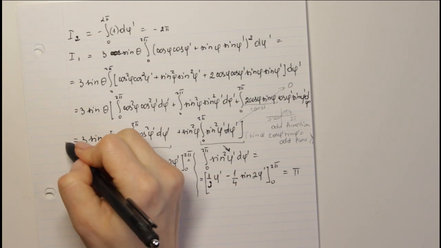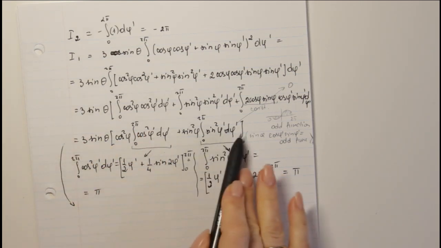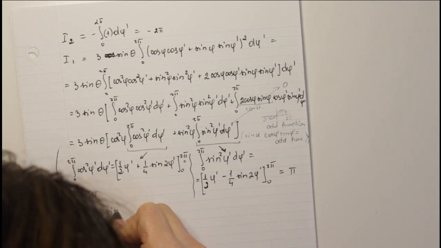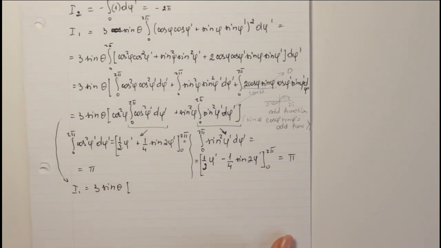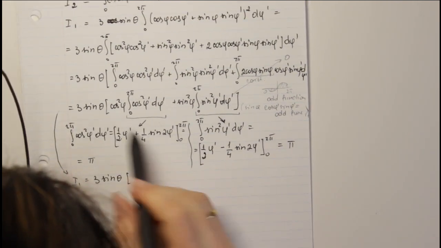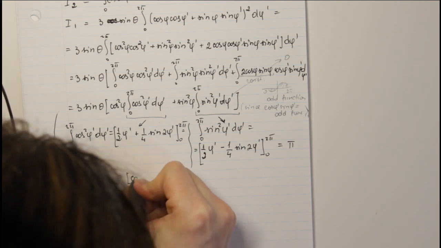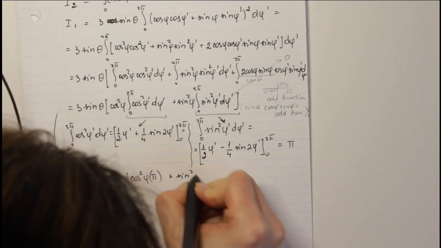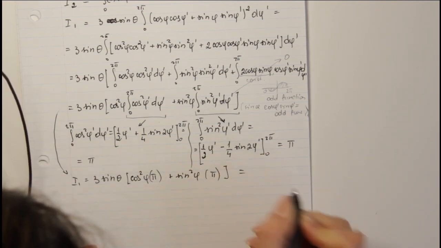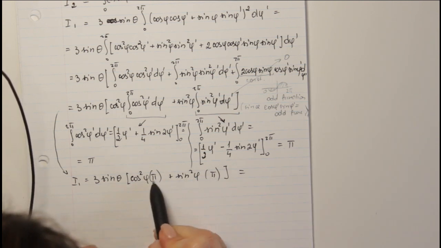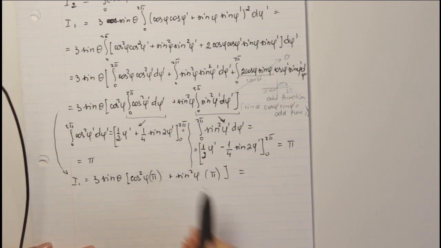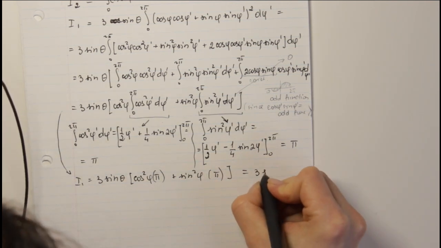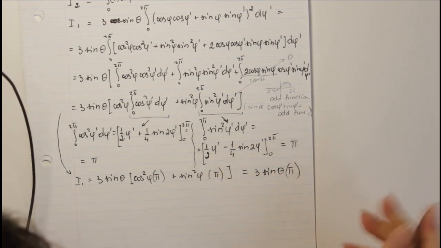So then, with all of this, this first integral becomes then, not forgetting this here, cos square phi times pi plus sine square phi times pi. And as you can guess, if we take out the pi, cos square phi plus sine square phi equals just 1, and then the integral is just 3 sine theta times pi.